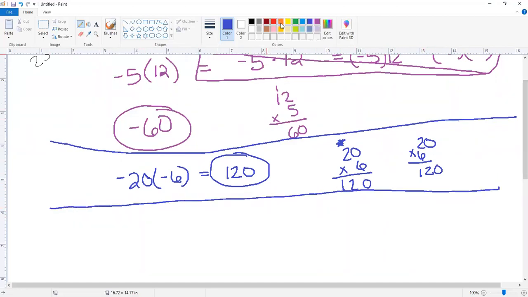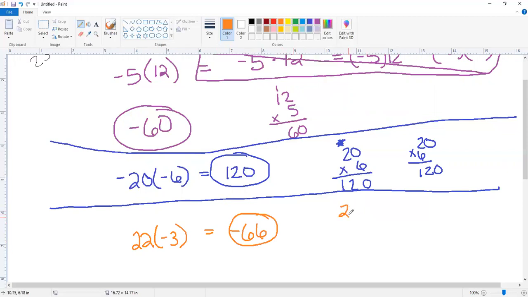And our last question on this page, 22 times negative 3. So we have a positive times a negative. A positive times a negative is always negative. You're getting the hang of it. And 22 times 3 is 66. So a positive times a negative is a negative.